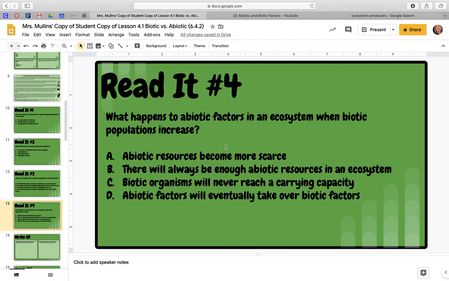So basically, when you have a population increase, a biotic population increase, the abiotic resources become less and less. They become more scarce. So A is your answer for that.